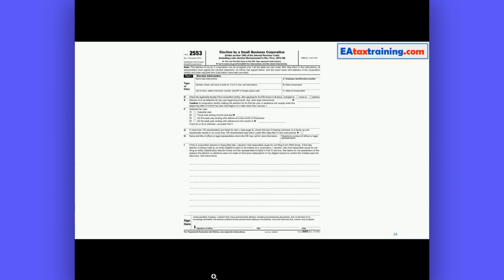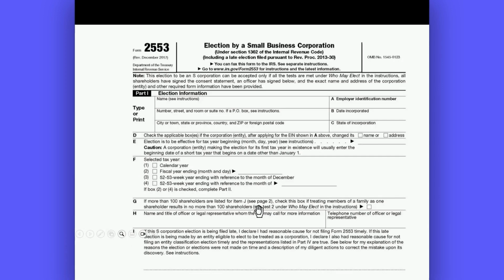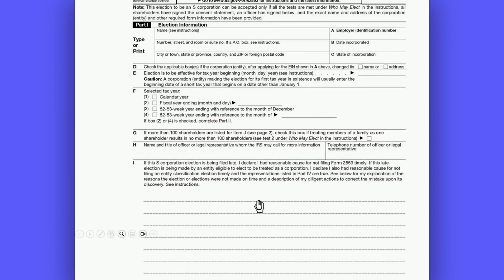Speaking of the 2553, let's have a quick look at it. So it starts at the top with the basic name, etc., information. Then you choose your tax year. Then you have to name someone as a legal representative to talk to the IRS.